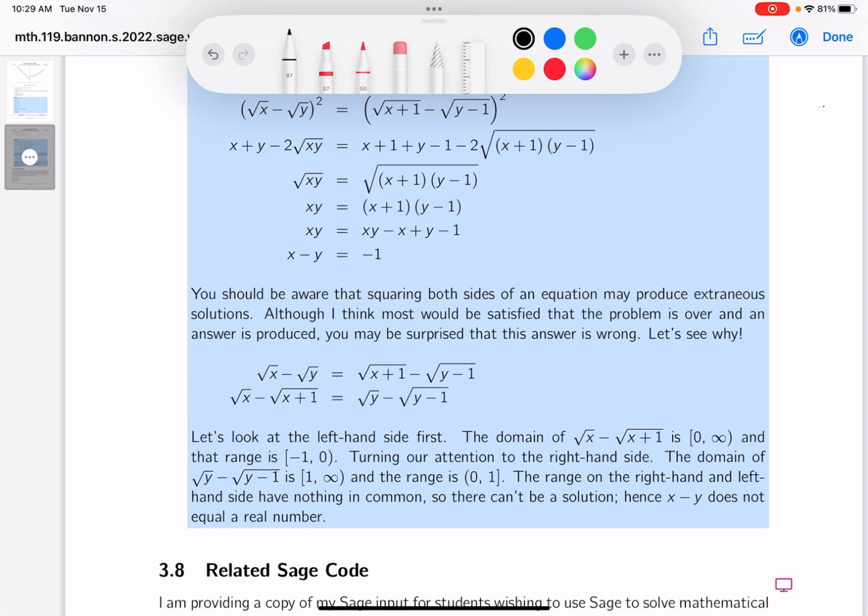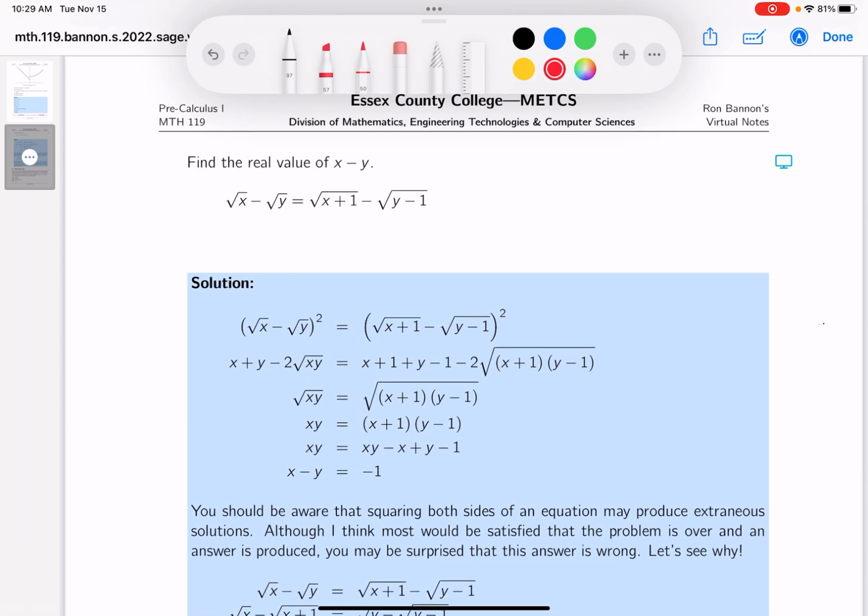What I want to do is get the x's on one side, y's on the other. And the original equation, let's take a look at it, is this guy over here. I want to get the x's on one side, y's on the other. So put this over here: root x minus the root of x plus 1 equals the root of y minus the root of y minus 1. Let's talk about one side at a time. Let's just talk about the left side.